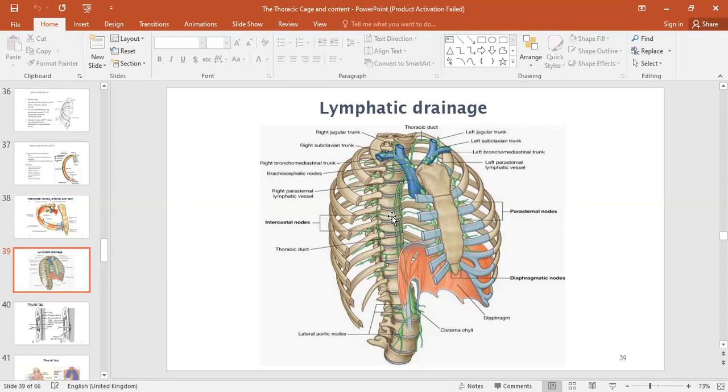runs on the right side until it reaches the angle of Louis here, the sternal angle of Louis. I explained the sternal angle of Louis in the first presentation. At the level of the sternal angle of Louis, the thoracic duct shifts from the right side of the chest to the left to go and join the subclavian vein. So all lymphatic vessels are connected to either the right thoracic duct or the main thoracic duct.